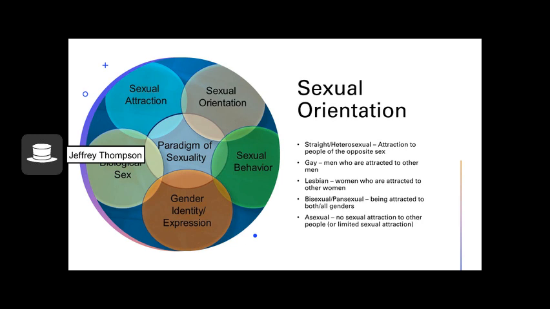Then we get into sexual orientation, which is even more complicated. The terms that we use for sexual orientation are not super complicated, but really breaking down what that is is kind of the issue. So, first of all, let's just talk about the general terms. We have straight or heterosexual people. Those are people who are attracted to the opposite sex, right? If you're gay, you're male and attracted to other men. Lesbian, you're female and attracted to other women. If you're bisexual or pansexual, you're attracted to both genders or all genders.